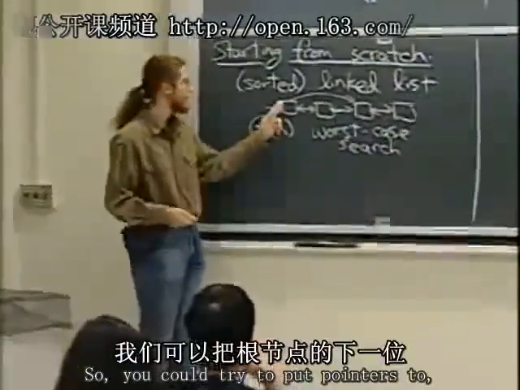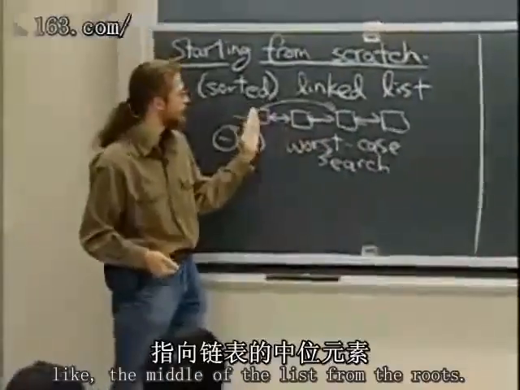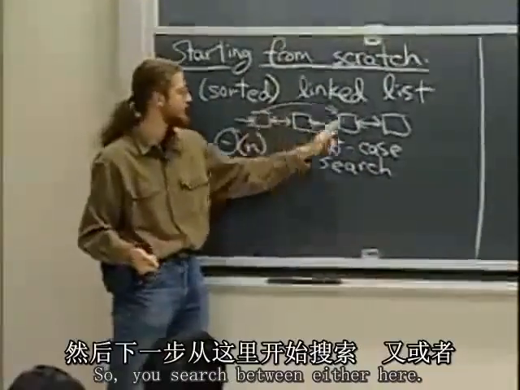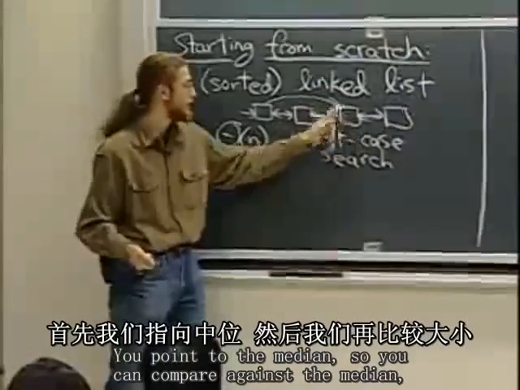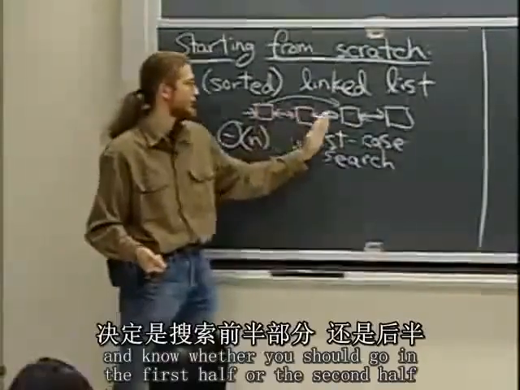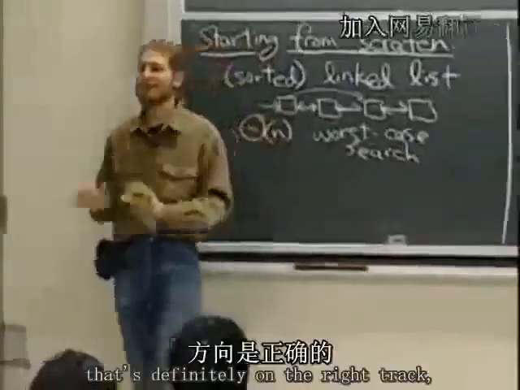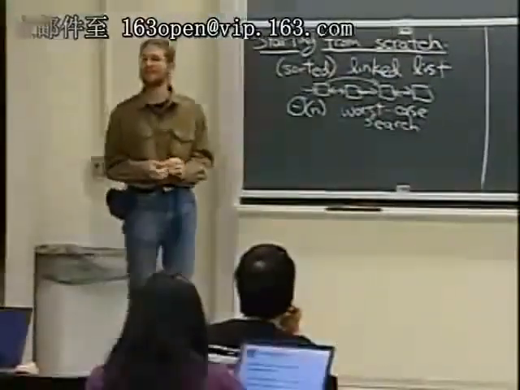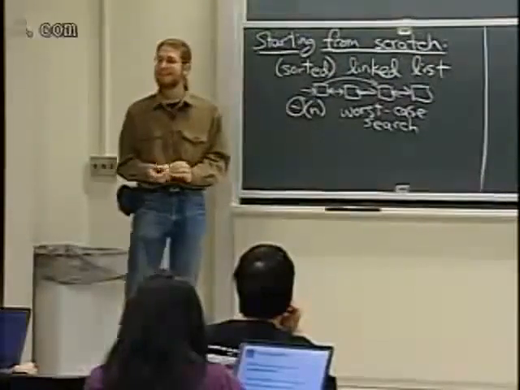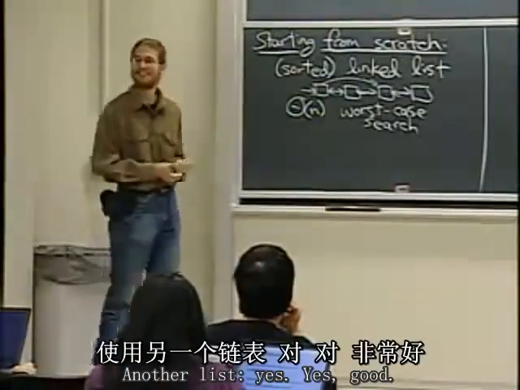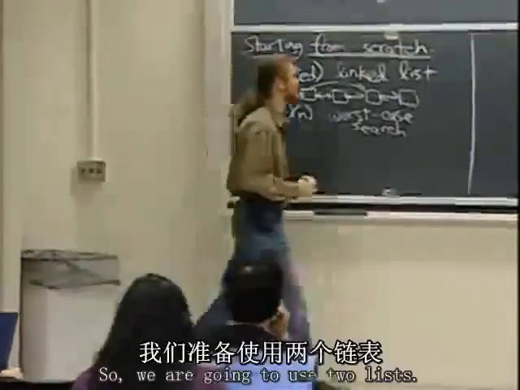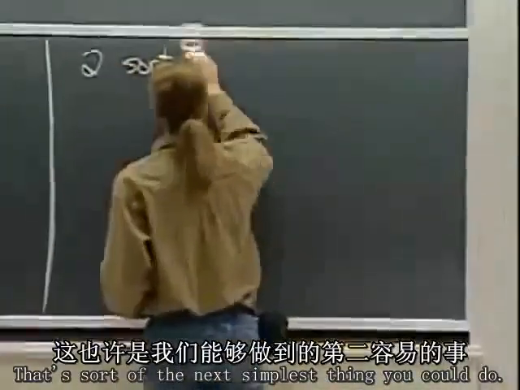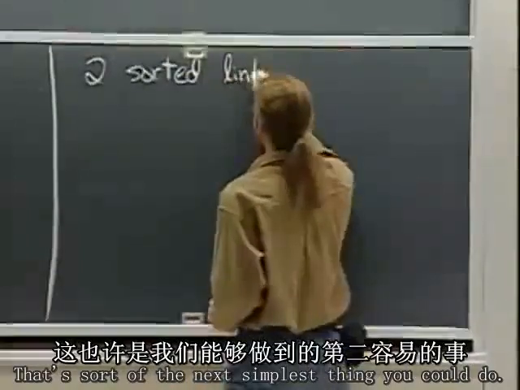So you could try to put pointers to maybe the middle of the list from the root. You point to the median, so you can compare against the median and know whether you should go in the first half or the second half. That's definitely on the right track. Also a bit too sophisticated. Another list, yes, good. So we're going to use two lists. That's sort of the next simplest thing you could do.